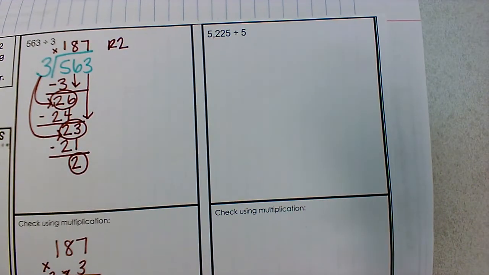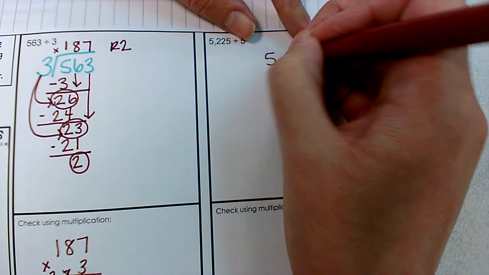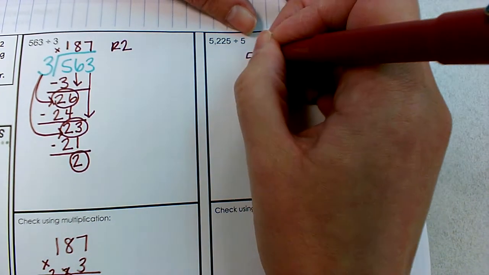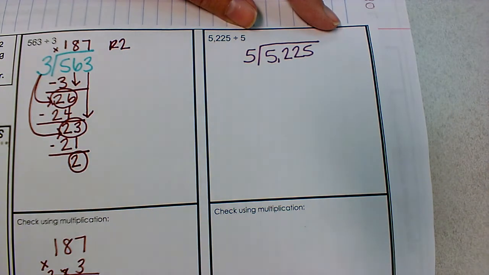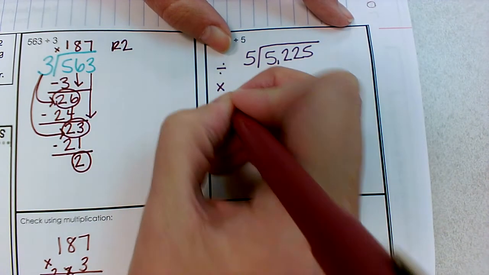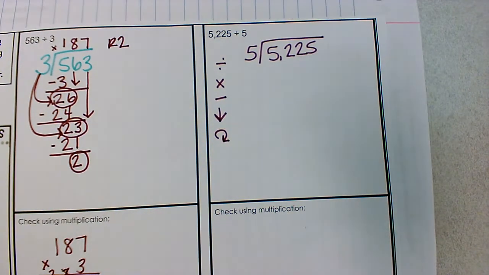You're doing a great job. You'll notice this has 4 digits, so I'm ready to go with 5,225 divided by 5. Now we need to write our steps. Divide, multiply, subtract, bring down, and start over.